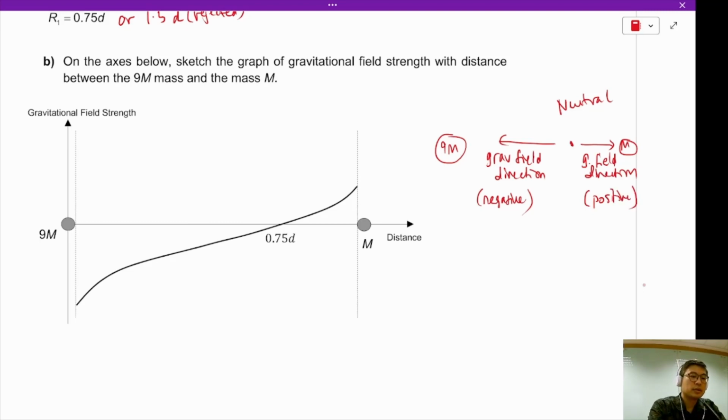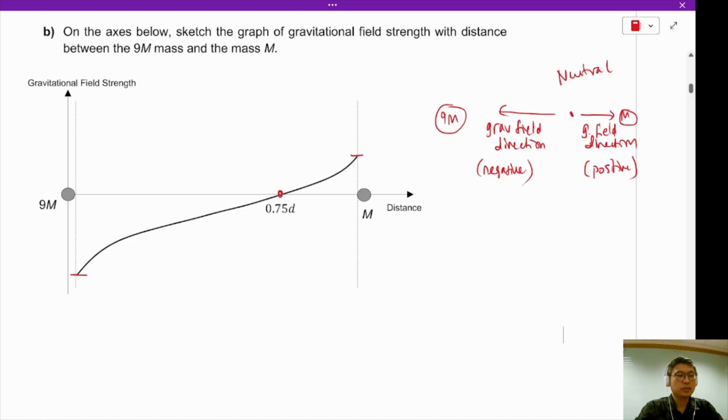All right. So the neutral point will be 0.75D. So just estimate and then draw a point about 3/4 of the way towards the right hand side and put down 0.75D. Now over here, this point will have a strong gravitational field and this point will have a weak gravitational field. To the left, the gravitational field has negative values, and to the right, the gravitational field has positive values. So this is how we would draw the graph.